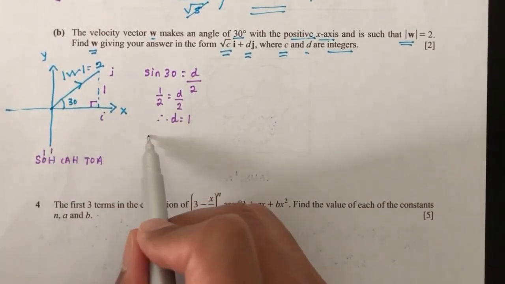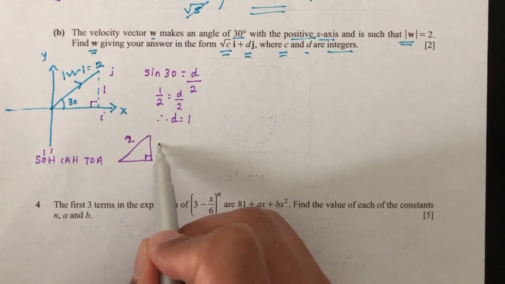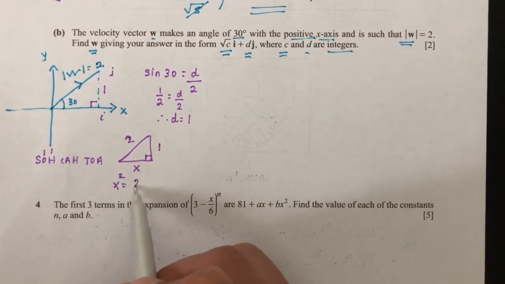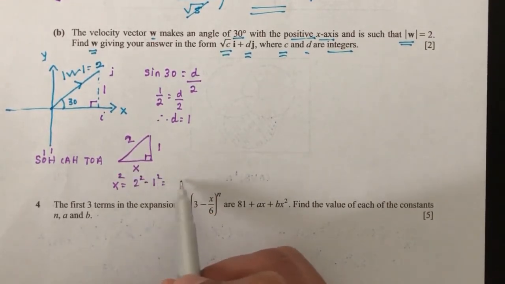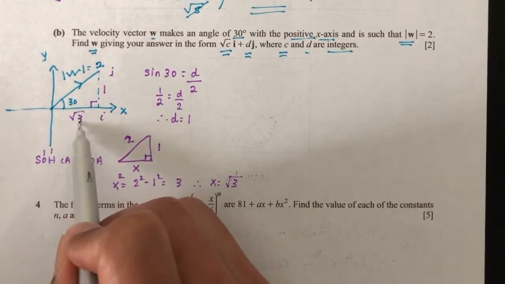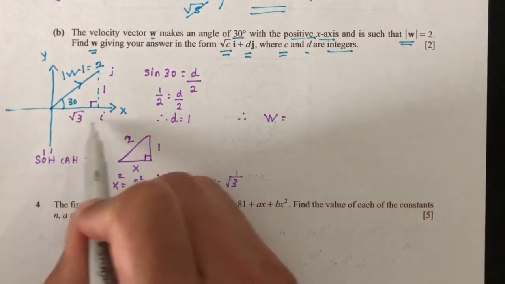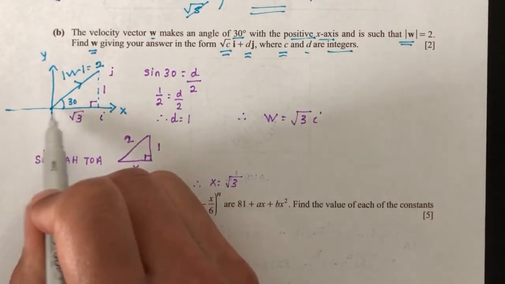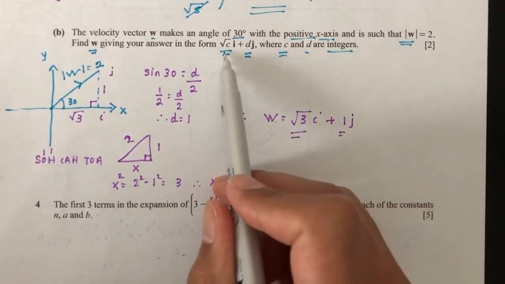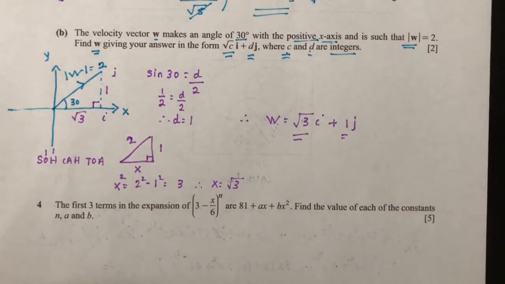How do you find this one? Let's draw this down. This is a right-angled triangle. If this is 1 and this is 2, let's call this x, then x squared equals 2 squared minus 1 squared, which is 4 minus 1, which is 3. So x equals √3, which means this length here is √3. Since we have this and this, we know the vector w is equal to √3 i, because it is in this direction, plus up will be 1j. As you can see, this will be the value here and the value here, where c and d are integers. That is your question number 3.